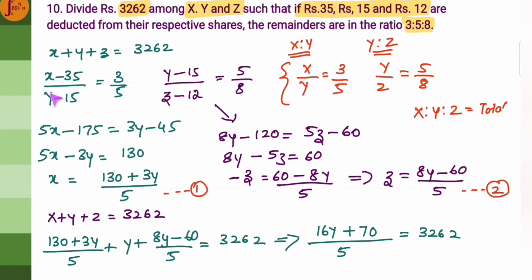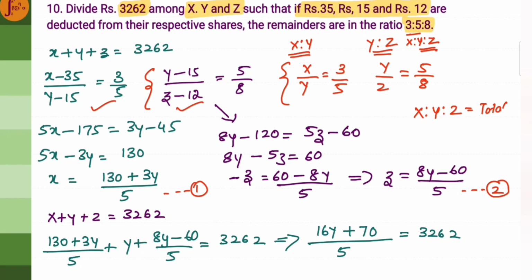So now X is to Y. So X minus 35 by Y minus 15. We said the ratio is 3:5:8. So this will be X is to Y is to Z, right? So 3 by 5. Now Y minus 15 by Z minus 12. This is the second one, second ratio. You take Y minus 15 and for Z you'll have to reduce 12. So Z minus 12 is equal to this one, Y is to Z ratio, that is 5:8.